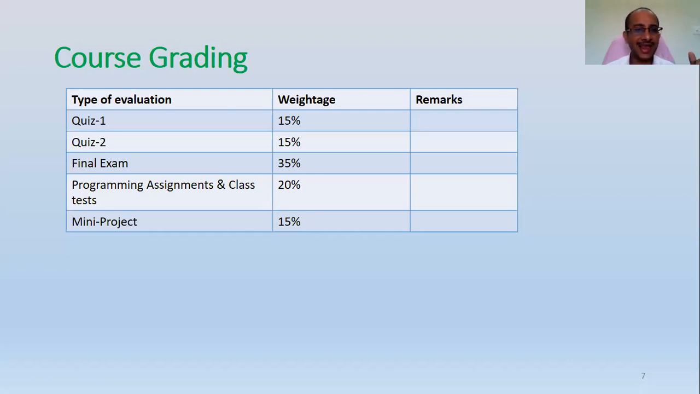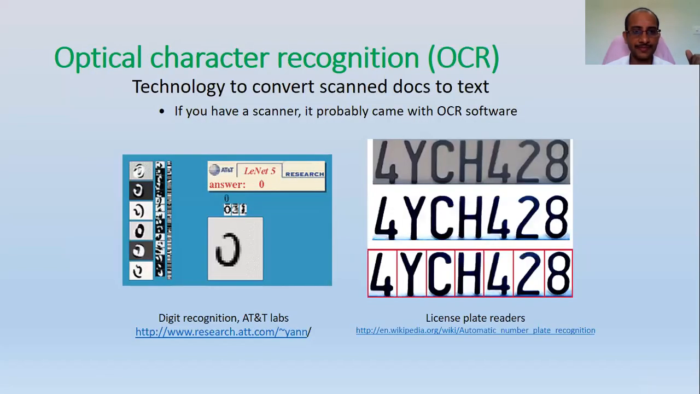So as we discussed, this is the evaluation criteria. We may consider 20% for programming assignments or tests, and 15% for the mini project, assuming that all of you spend reasonable time on programming assignments and class tests. Quiz 1 and quiz 2 for 15%, and final exam for 35%. If you have any suggestions or recommendations on this, you can mention them to me.